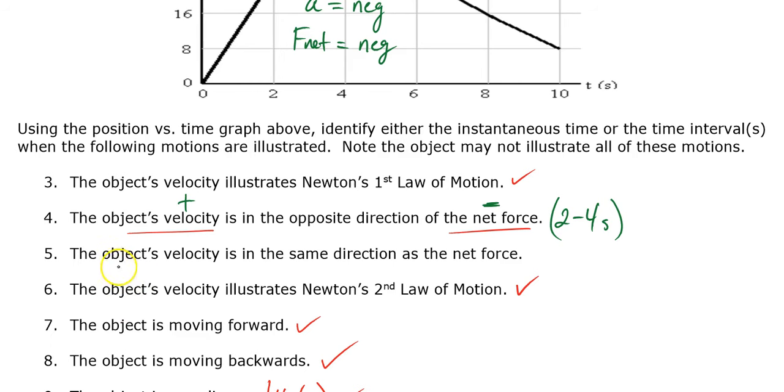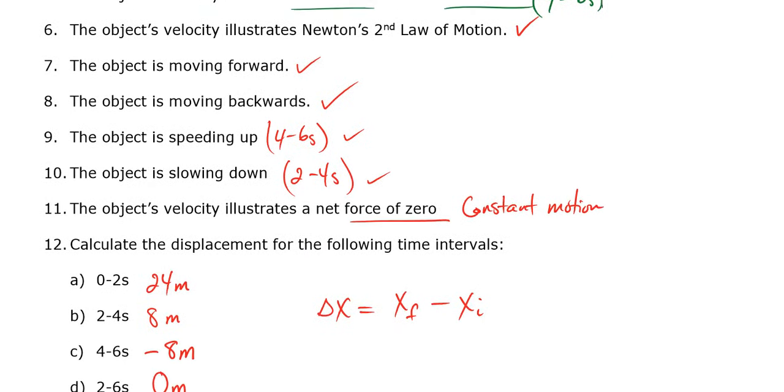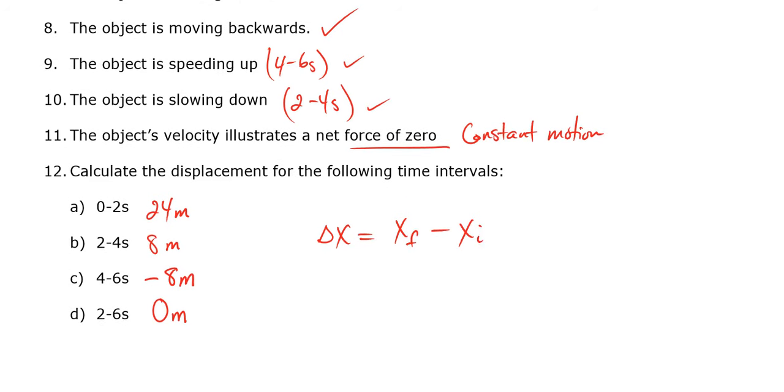And then number 5 asks, when is the object's velocity in the same direction as the net force? We already know the net force is negative, so the velocity has to be negative. And that's 4 to 6. Alright. Okay, that's pretty much everything we need to know about that section.